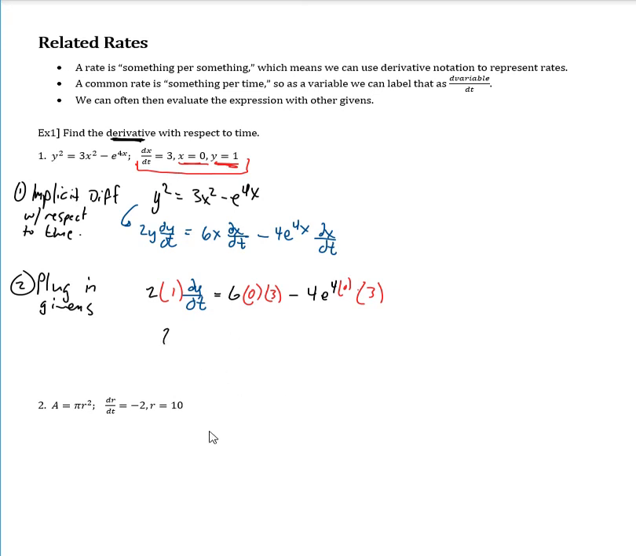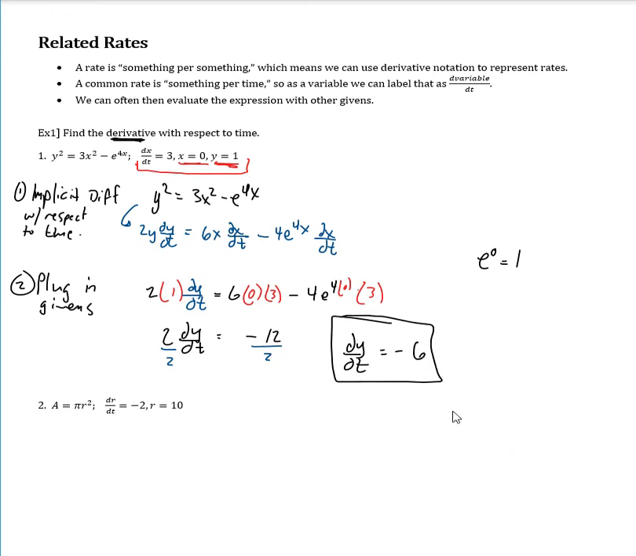2 times 1 is 2, and then we have dy dt equals 6 times 0 times 3, which is 0. So we could skip that and keep going. And e to the 4 times 0 would be e to the 0, but remember, e to the 0 is 1. So this is really negative 4 times 1 times 3, which is negative 12. And then now we can finish it off. Divide by 2, divide by 2. dy dt in this problem is negative 6.